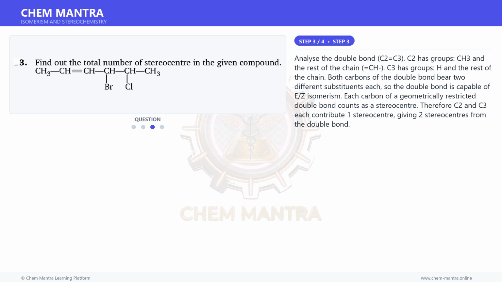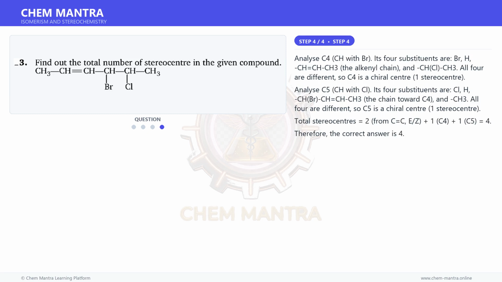Analyze the double bond, C2=C3. C2 has groups CH3 and the rest of the chain =CH. C3 has groups H and the rest of the chain. Both carbons of the double bond bear two different substituents each, so the double bond is capable of E/Z isomerism. Each carbon of a geometrically restricted double bond counts as a stereocenter. Therefore, C2 and C3 each contribute one stereocenter, giving two stereocenters from the double bond.